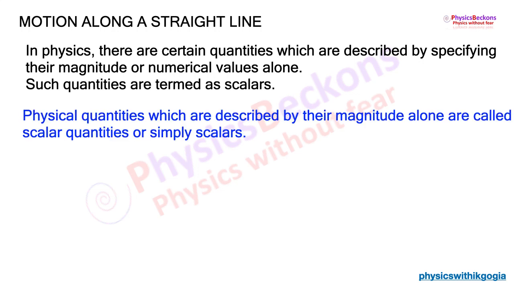Physical quantities, that is the quantities which we can measure, which are described by magnitude alone without taking direction into consideration, are called scalar quantities or simply scalars. Mass, length, volume are such quantities, because when we talk about mass, say 5 kilogram, 2 kilogram, there is no direction involved. Such quantities are termed as scalars.